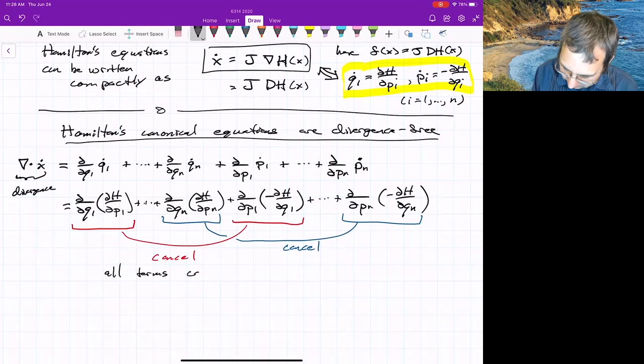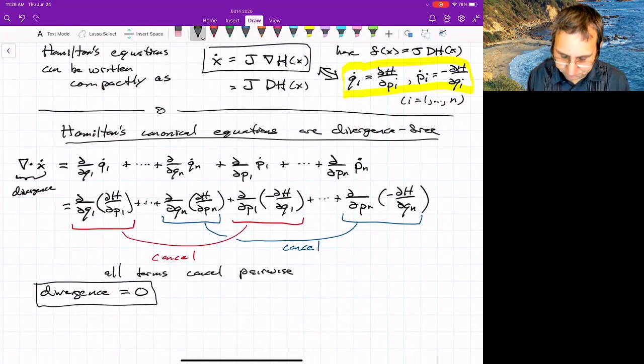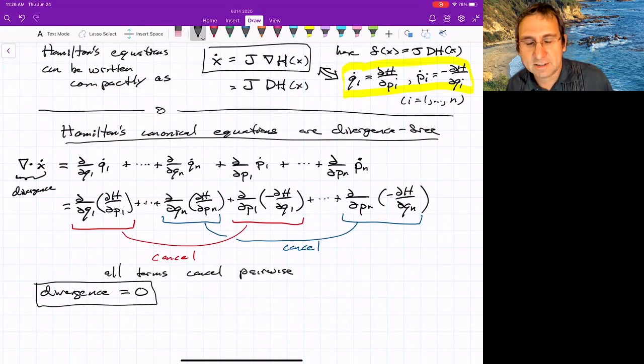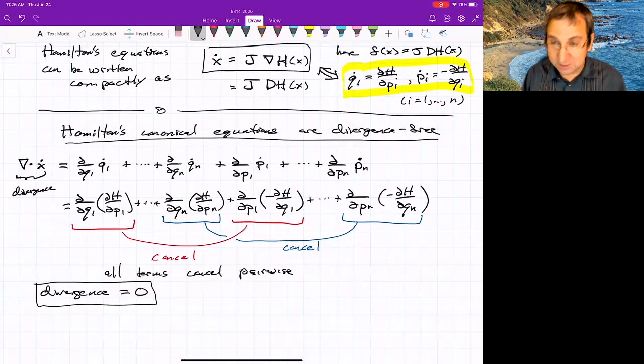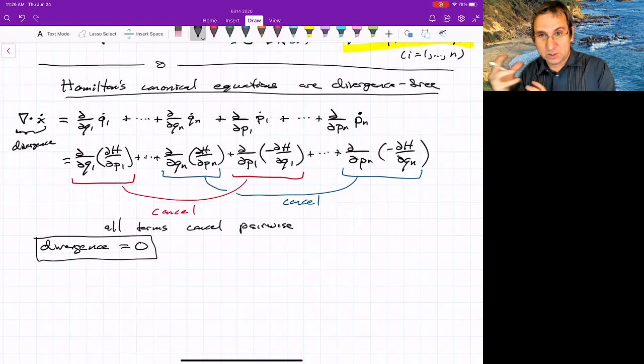All terms cancel pairwise. So the divergence equals 0. What does that mean? Divergence equaling 0 means that in the 2n-dimensional phase space, 2n-dimensional blobs will be preserved under the equations of motion. So this is 2n-dimensional volume preservation.